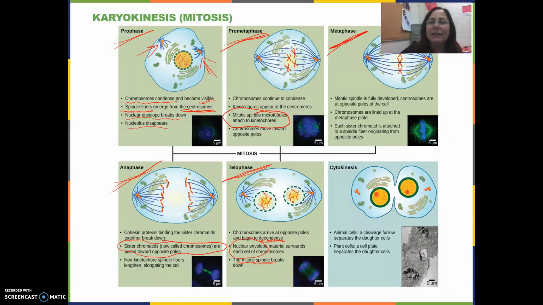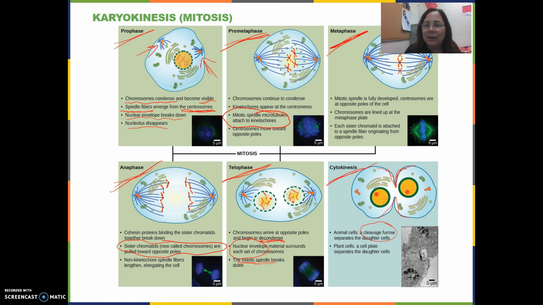And then cytokinesis, which actually occurs along with telophase. These two stages occur together. Cytokinesis is actually the splitting of the cytoplasm. And as you can see in an animal cell, the two cells form an indentation, and this indentation is called a cleavage furrow. So in animal cells, a cleavage furrow separates the daughter cells.